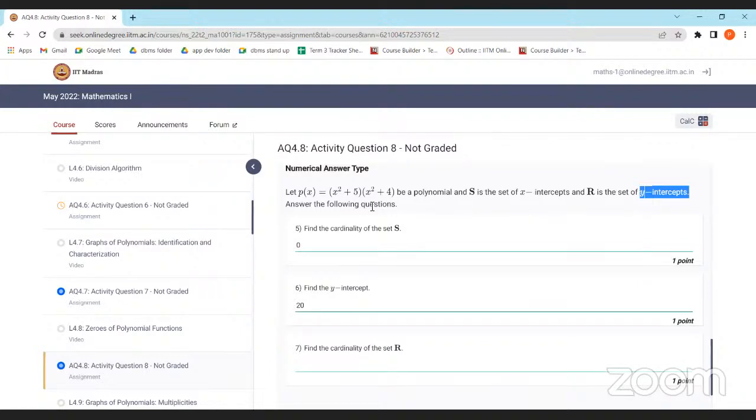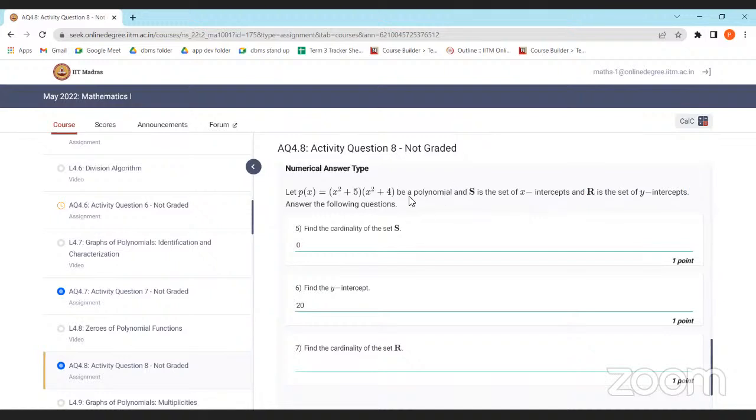I didn't get it. I got the y-intercept, I get 20, but how could I find the cardinality of the set R? It is only 1. The cardinality of set R is infinity, no? It will be an upward graph. It will not touch the x-axis. They gave R as a set of y-intercepts. They are not telling real numbers. They are saying R is a set of y-intercepts. They are giving a set separately named as R. This is not the real numbers. R is a set of y-intercepts.